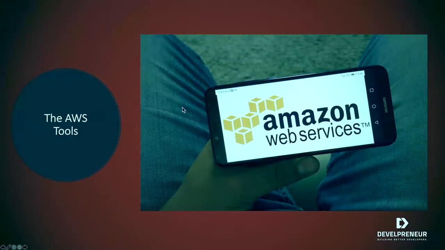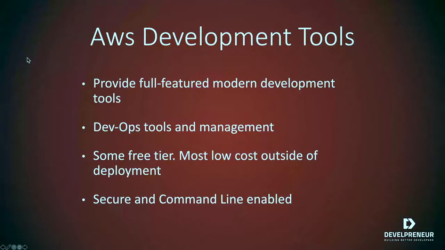So, starting with the AWS tools. The AWS development tools in general provide full-featured, modern development tools and environments. If you want to do software development, if you want to do container deployments, if you want to use pipelines, if you want to use version control, if you want to use triggers related to the version control, if you want to have staged environments, development, test, production, things like that, there are mechanisms for all of that within the AWS development tools.